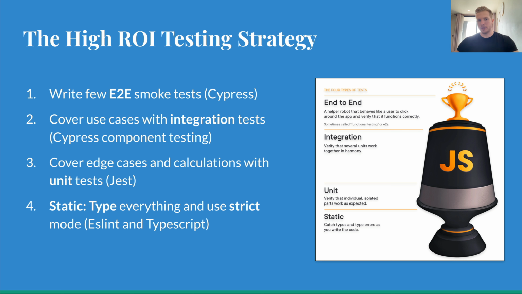Then we have the edge cases. We call the edge cases and calculations, where there's some business logic calculations, with unit tests, because that's very fast and that is very good for these more isolated tests. And then we're going to maximize our static typing and use strict mode, because that is just something that is very inexpensive to set up and have running. So why not maximize it? So that is using ESLint and TypeScript.